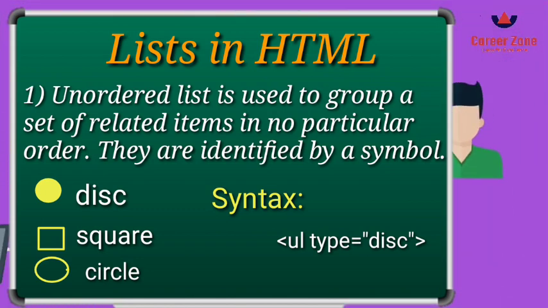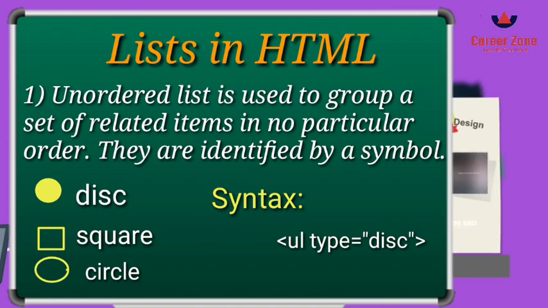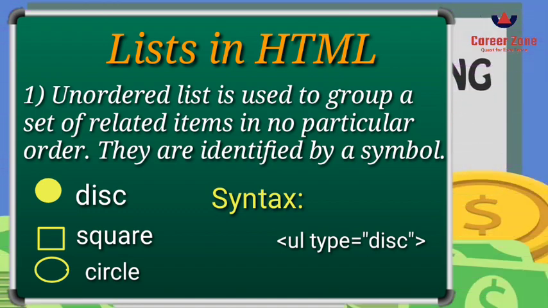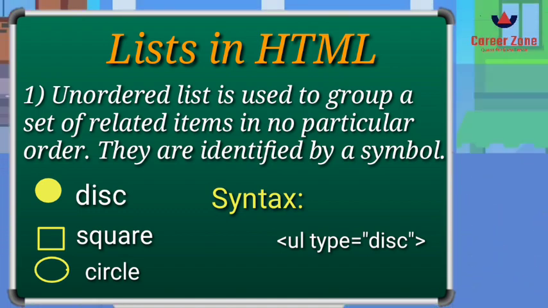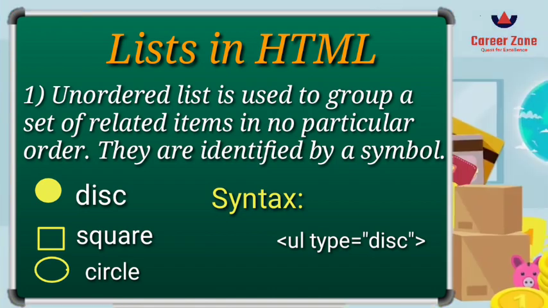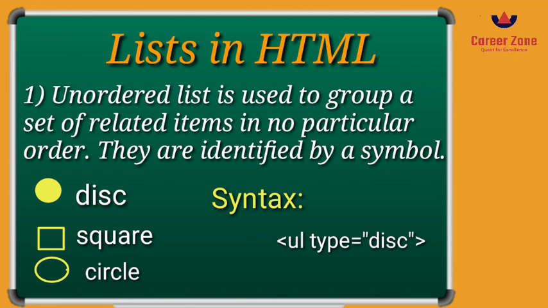Whenever you want to give any information in unordered form, you can take the help of these symbols. Either it can be disk, circle or square. By default it is disk if you don't define the type of the UL tag.